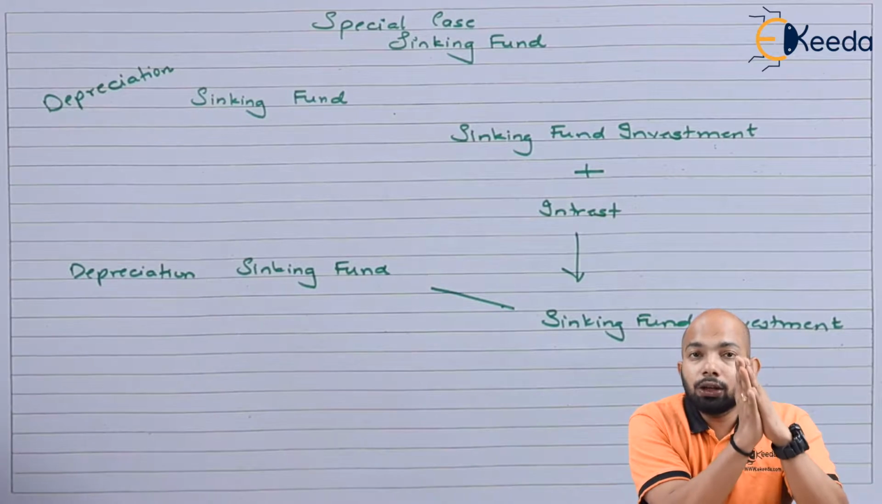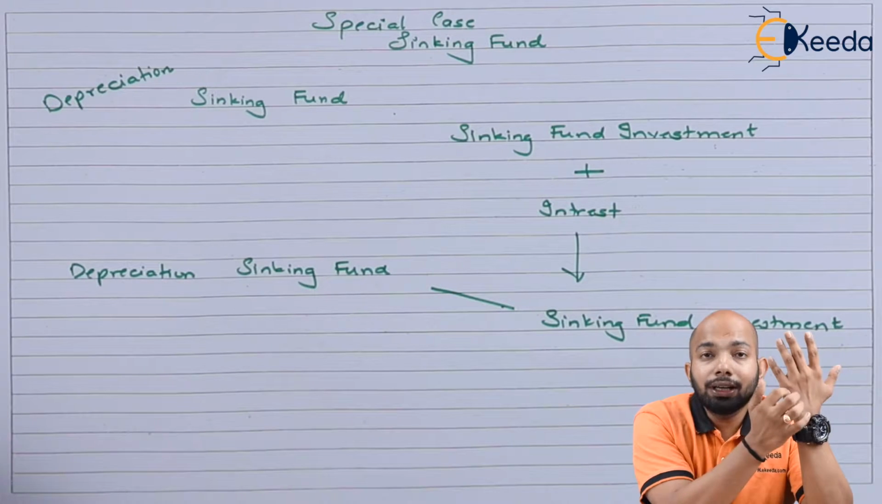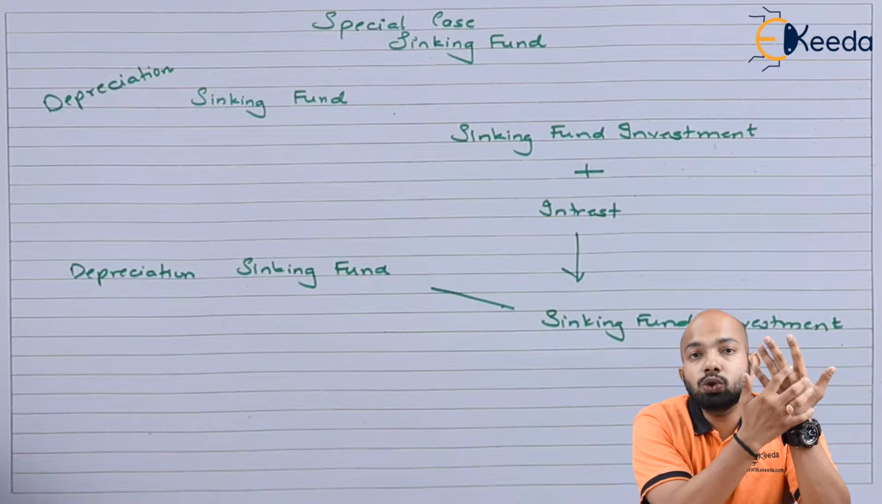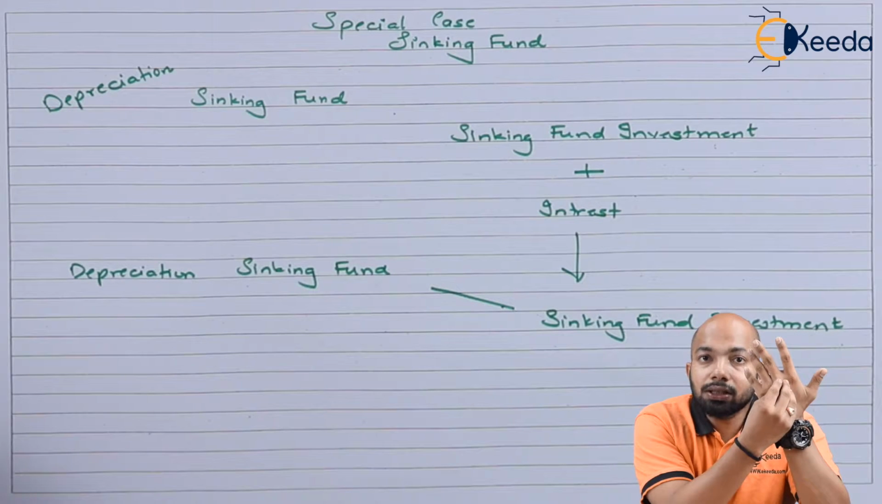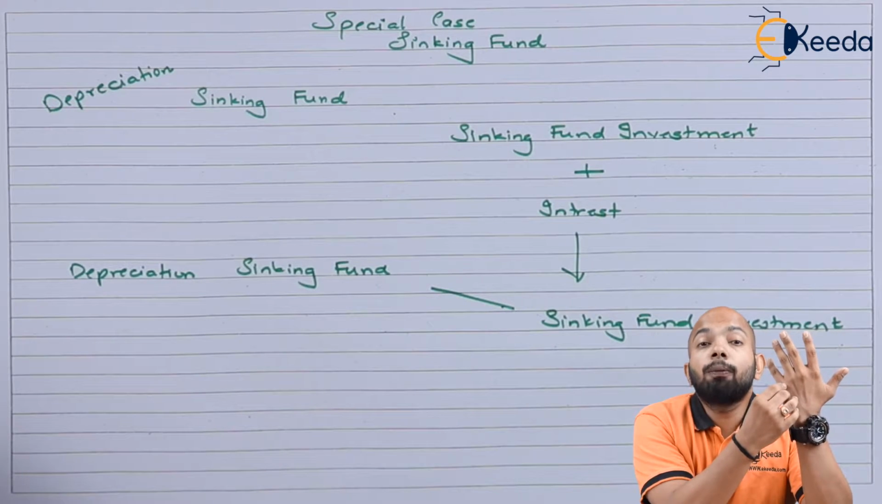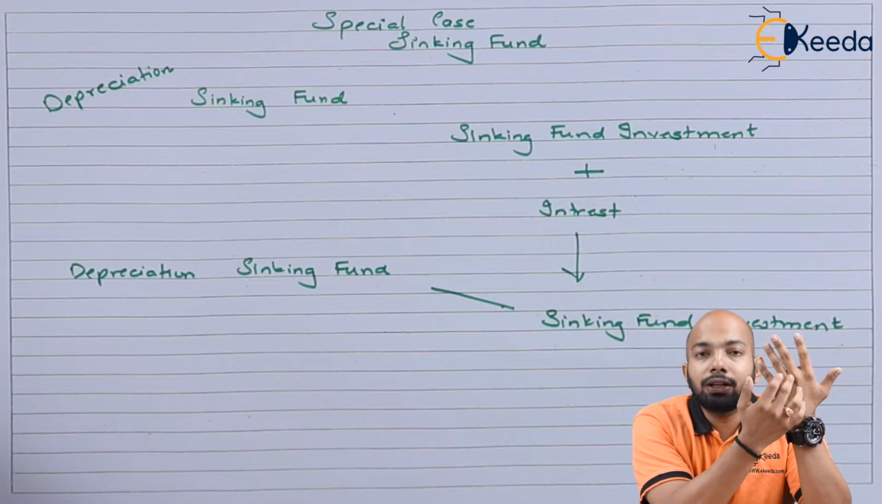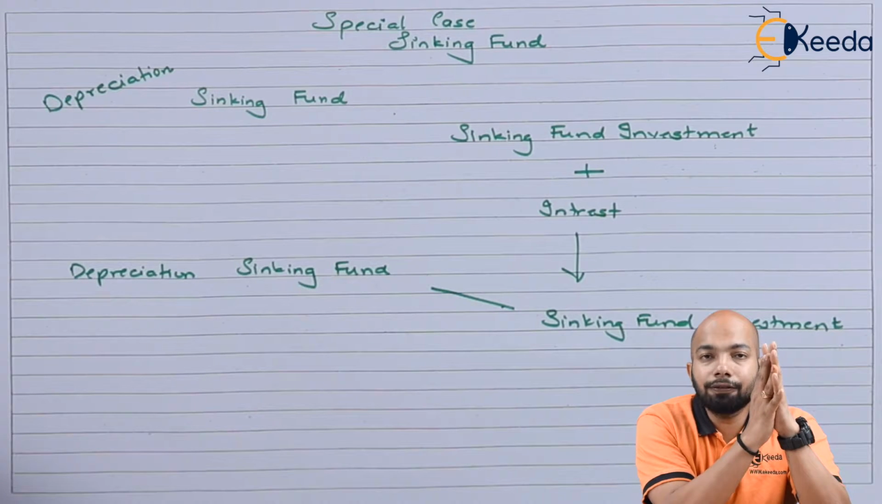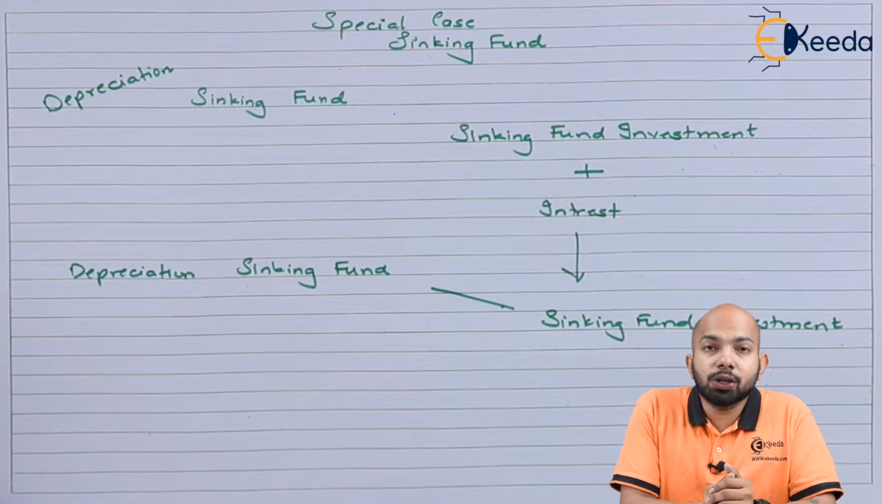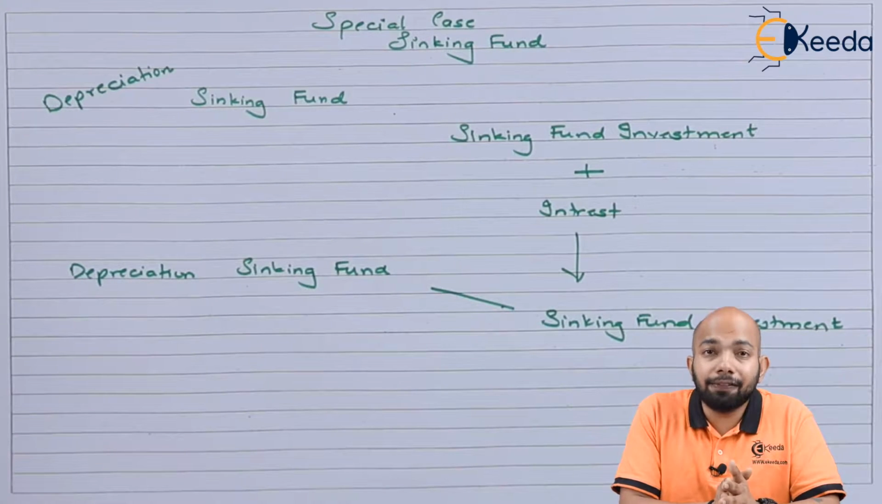Whenever the end of the useful life comes, this sinking fund investment is sold out, and whatever proceeds we get are used for procurement of the new asset which is required, along with the old asset's proceeds being added to the sinking fund. So this is how the sinking fund works.